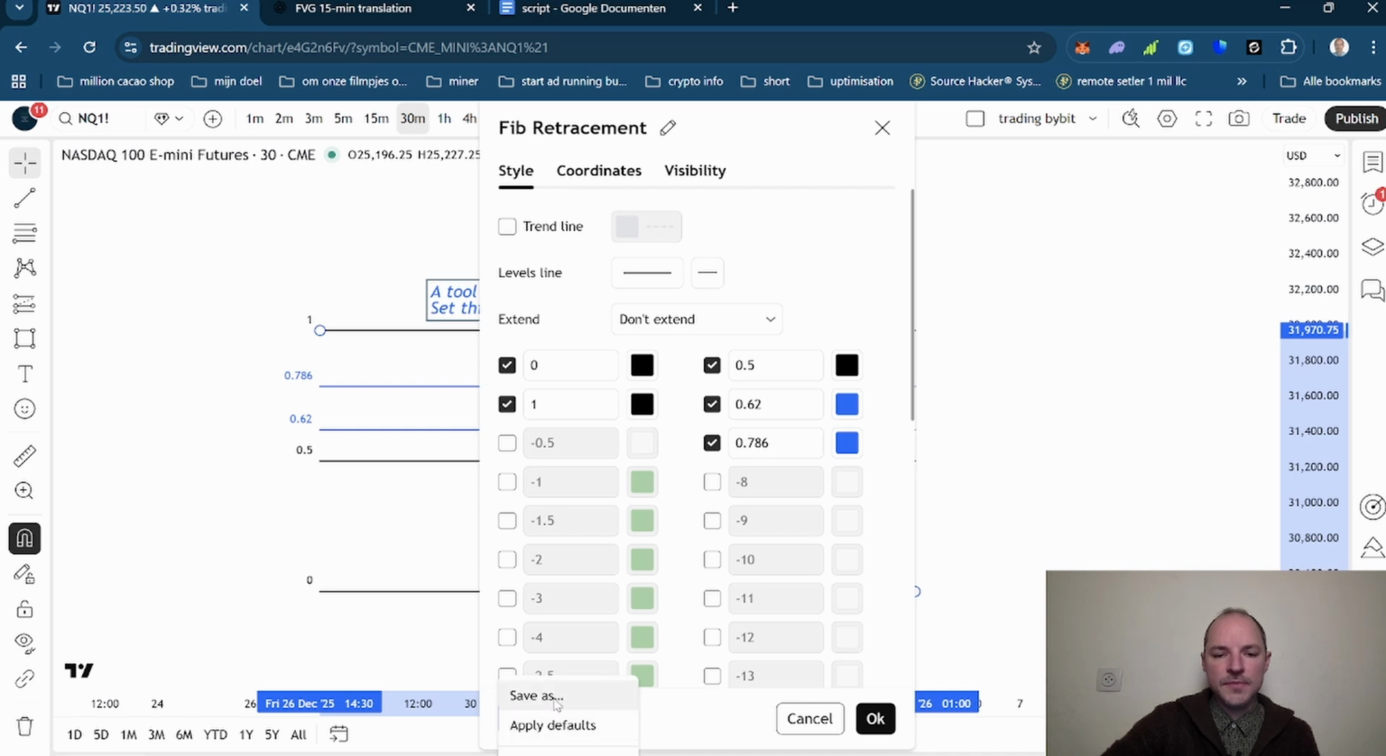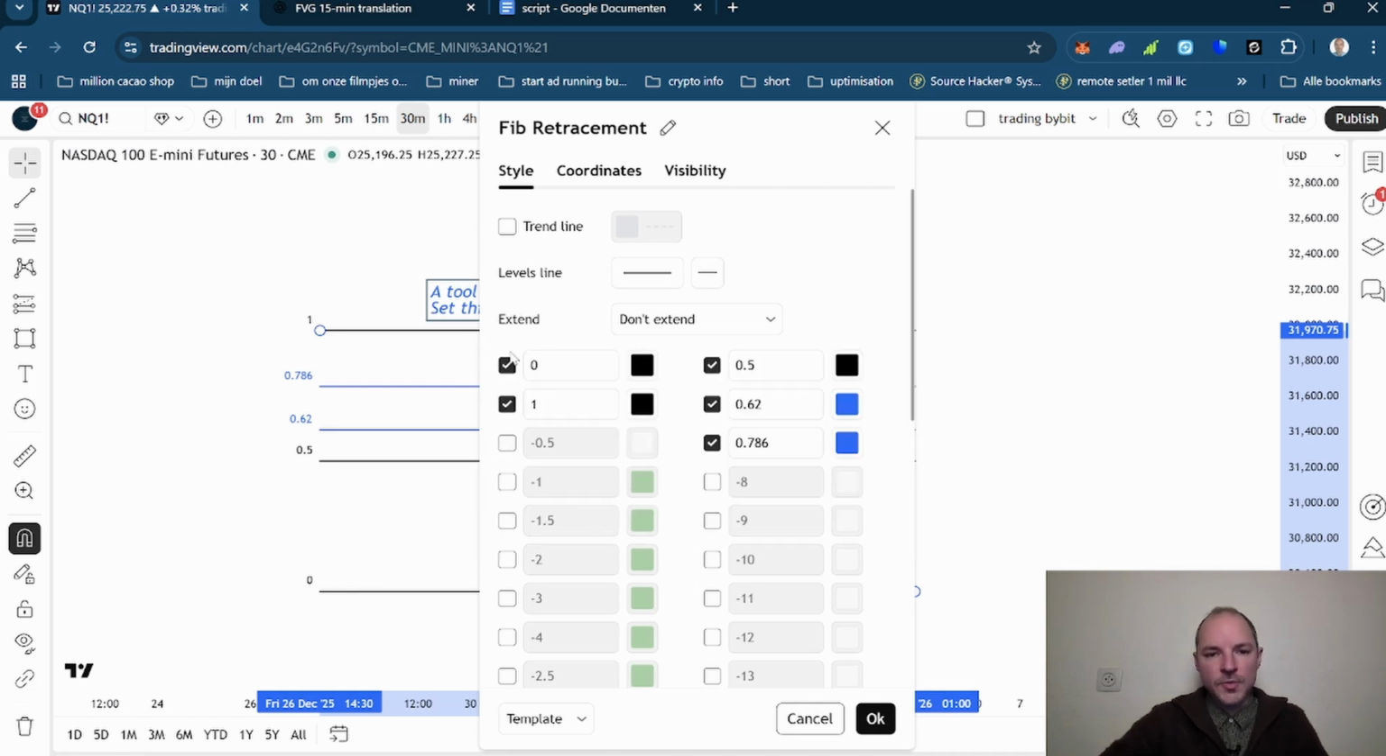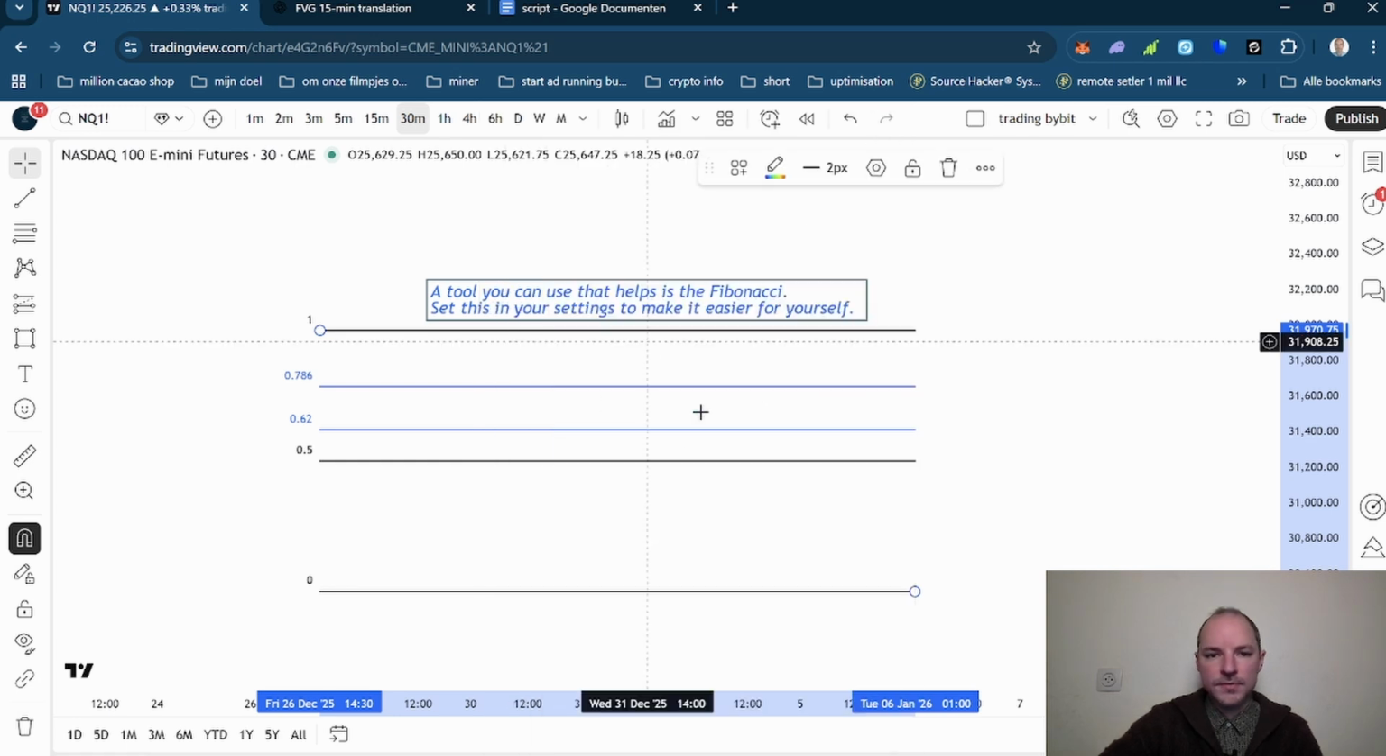If you save it, you will be able to get it in here and then you can type a name, say FVG Fib tool. So FVG Fib, you save it. If you ever need different settings, like for retracements, my settings change and I make a different setting. This way you can always easily go back to it.